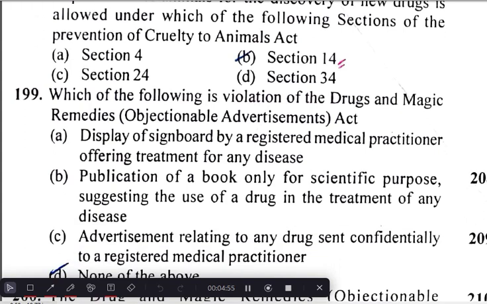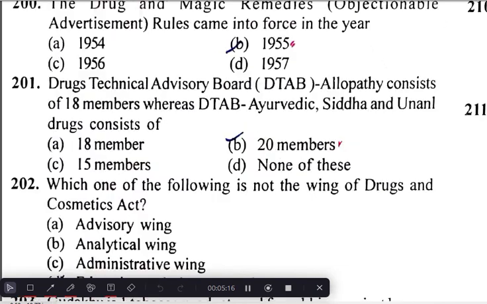So none of the above is the violation of the Drugs and Magic Remedies Act, that is: display of a signboard by a registered medical practitioner offering treatment of any disease, publication of a book only for scientific purpose suggesting the use of a drug in treatment of any disease, and advertisement relating to any drug sent confidentially to a registered medical practitioner.